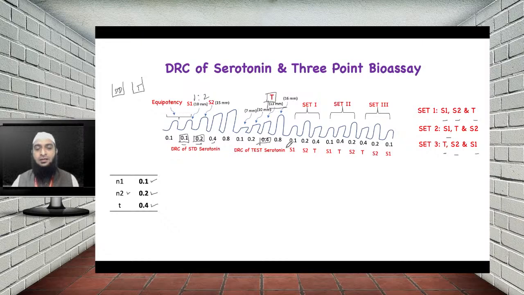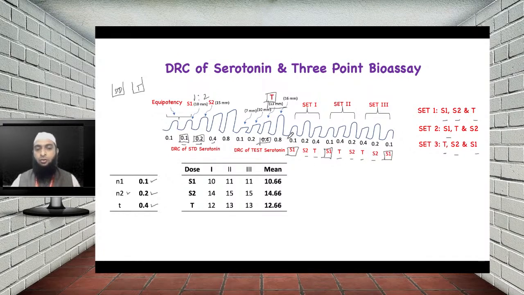Now you can see here the S1: this is its first response, this is the second response, and this is the third response. Likewise for S2, this is the first response, this is the second, and this is the third. Likewise, in case of the test, this is the first, this is the second, and this is the third response of the test. So for every response, you now have to measure their height.